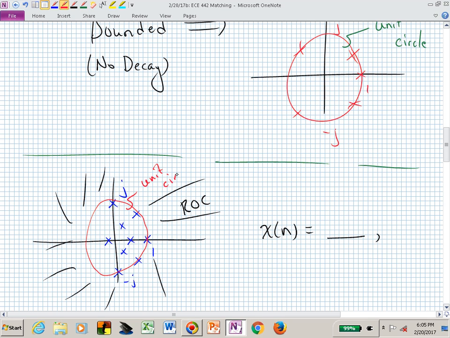I better label this, because if you go back and you say, I have no idea what that red thing is, it's supposed to be the unit circle. When is this picture corresponding to little x of n, when is that true? Or when is it defined? For what values of n? This is causal, is it not? These are causal. And now, is this going to give rise to a bounded response or exponentially decaying response?